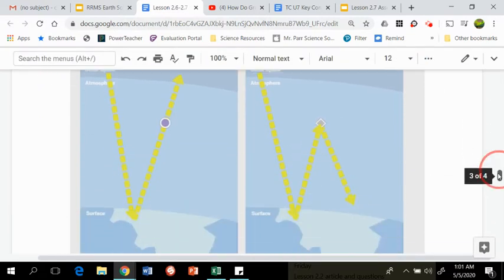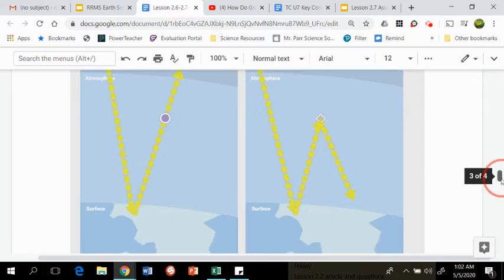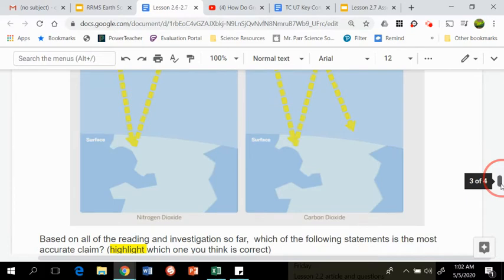So this is just showing that most energy will pass through nitrogen atoms, no problem, get bounced back, and some of it will go back into space. Whereas if it hits a carbon dioxide atom or molecule, then it's going to be either absorbed or redirected back to Earth, so that energy isn't able to leave when it tries to the first time.